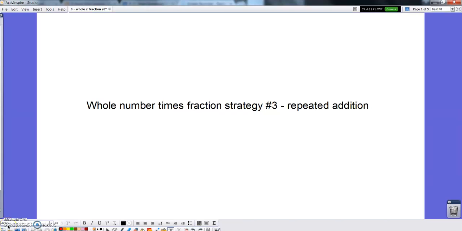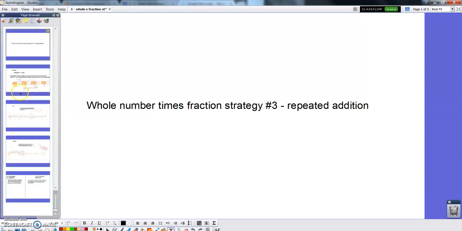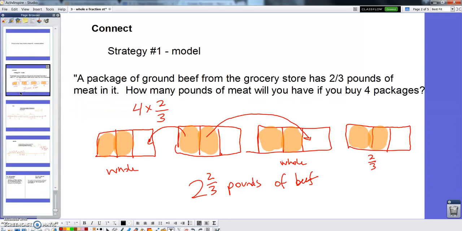Fourth grade, one last strategy for multiplying a whole number times a fraction. Before you write this down, yesterday and the day before, we've done two strategies already. We did models and we did number lines. And if you have room on your number lines page, you can just add this strategy down below.